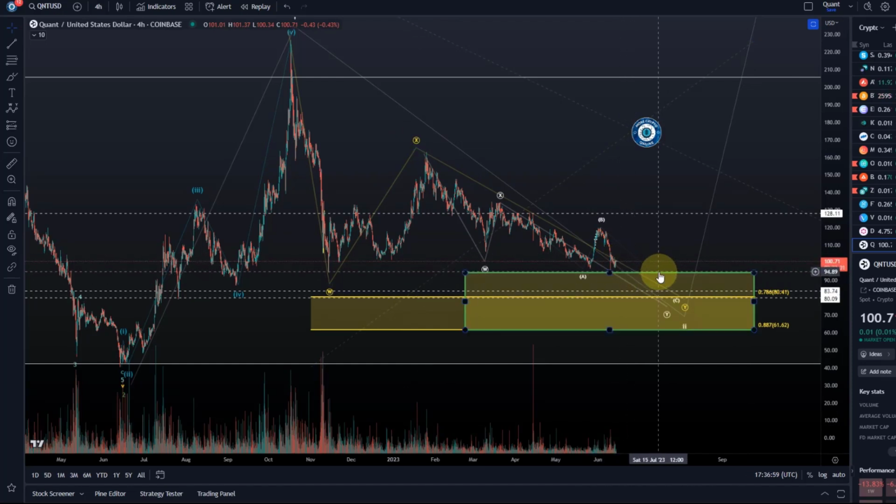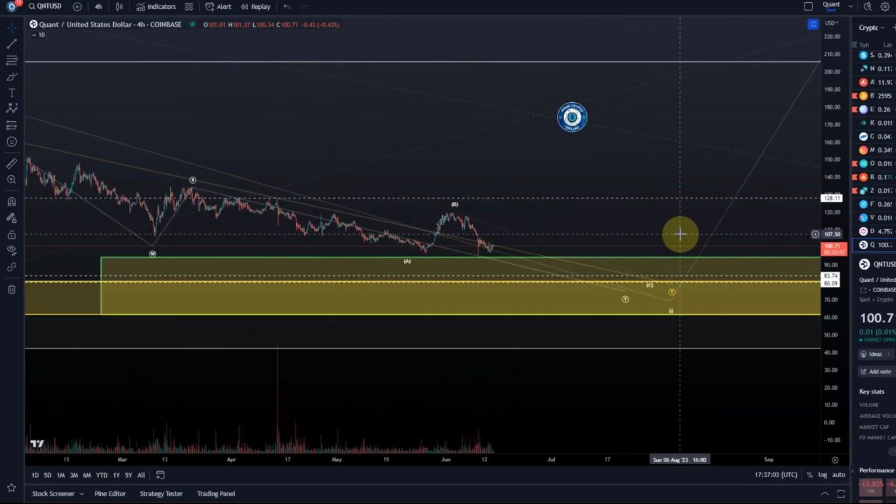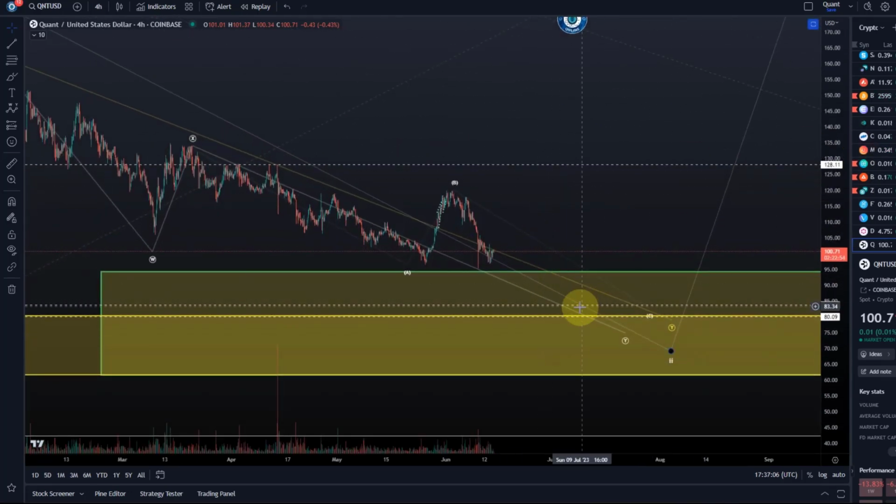Next support is certainly here at the $94 level, which price has so far avoided getting below. And then we're looking at this area around $80 to $83 for a lot of support ideally. So it's going to be interesting, but at the moment I have no indication that QNT has bottomed. We continue to wait for a signal, which would be a 5-wave move to the upside and a 3-wave pullback.